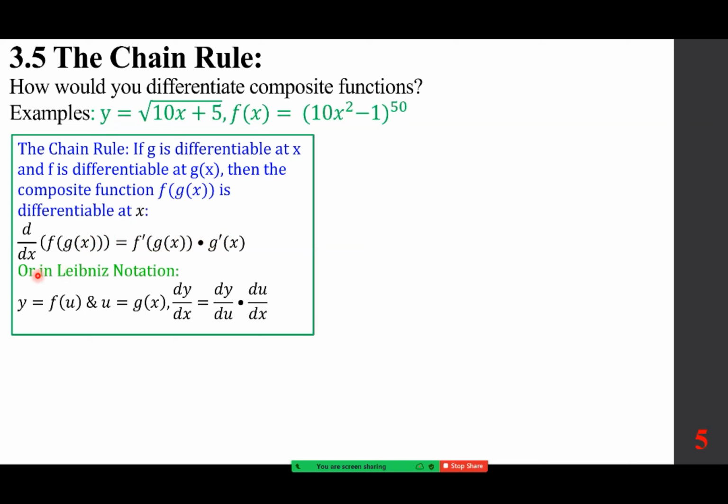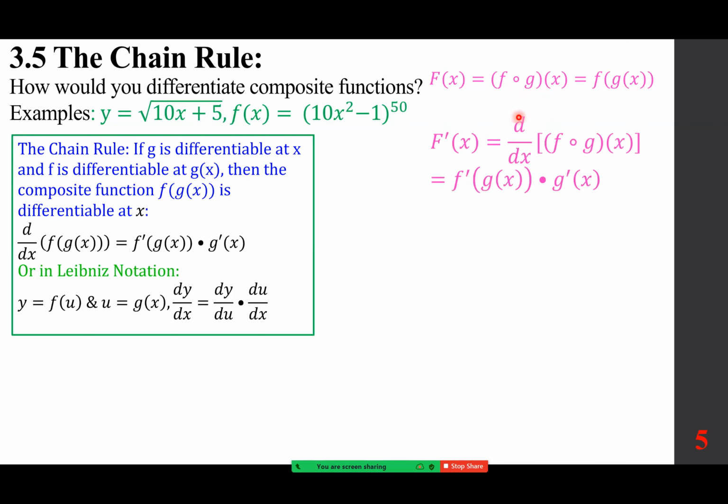If we want to use the Leibniz notation, where y is a function of u, which is a function of x, then dy/dx is dy/du times du/dx. If we assume those are basic fractions, you can see that we really can cancel them and we get dy/dx. That's not the case, by the way. So what we are saying is, if capital F represents f of g of x, then capital F prime of x, the derivative of that, is f prime of g of x times g prime of x.